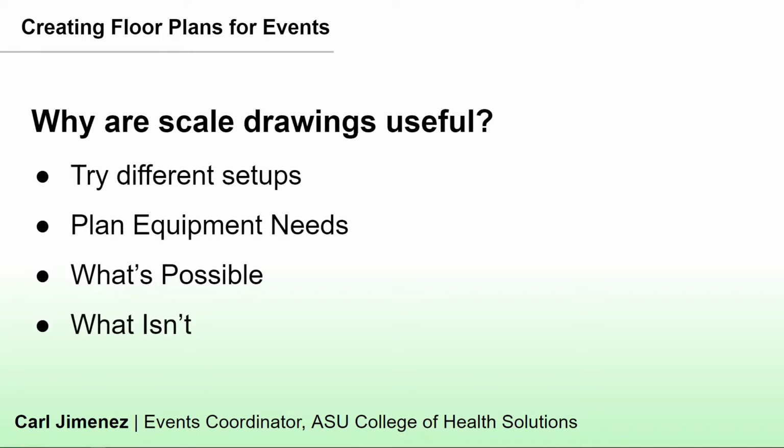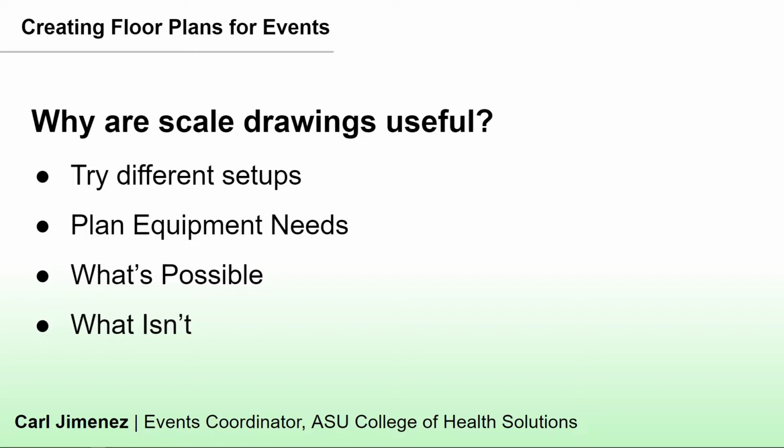Okay. Why are scale drawings useful? So we're doing a scale drawing. What this does is that it'll allow us, when we're planning an event, to try different event setups: tables in rows, chairs in theater style seating. Do we want to use rectangular tables or round tables? It'll help us try different setups beforehand, and also help us plan what kind of equipment we need to rent or use at the venue.